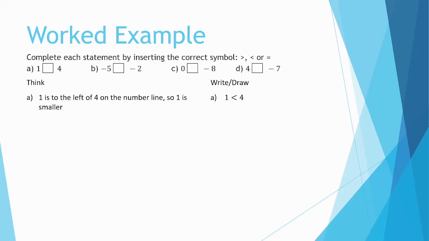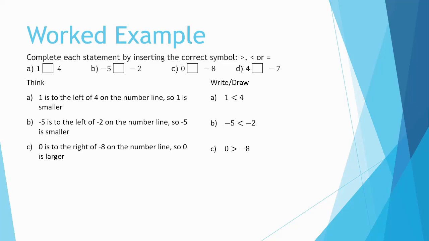For the second one, negative 5 is to the left of negative 2 on the number line, so I put in negative 5 is less than negative 2. For the third one, 0 is to the right of negative 8, so 0 is bigger. So I'm going to write 0 is greater than negative 8. And the last one, 4 is to the right of negative 7, so 4 is bigger. So I'm going to write 4 is greater than negative 7.